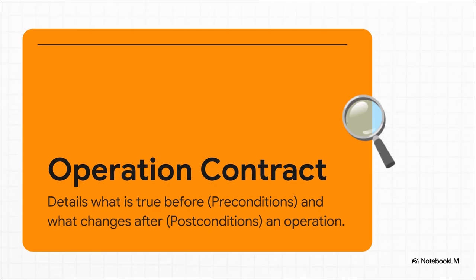A contract has two absolutely critical parts. You've got preconditions. Those are the rules that have to be met before the operation is even allowed to run. And then you have postconditions, which describe exactly what's different in the system after the operation is over.